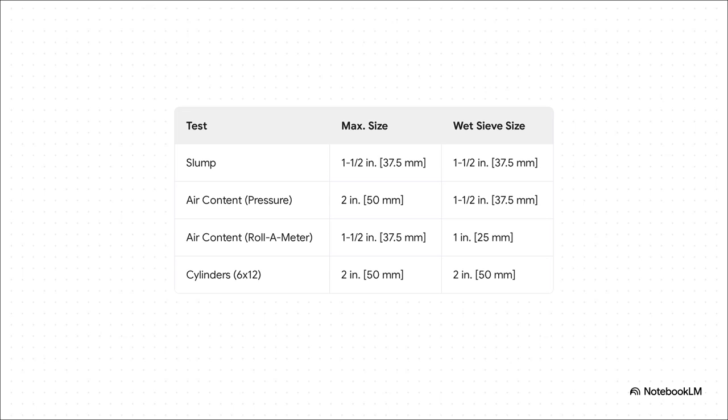First, you figure out what test you're about to run, say an air content test with a pressure meter. Then you look at the table. Okay, the max aggregate size is 2 inches. Then you look at your concrete. Is the rock bigger than that? That's what tells you what to do next.